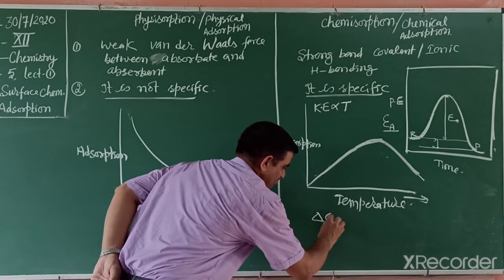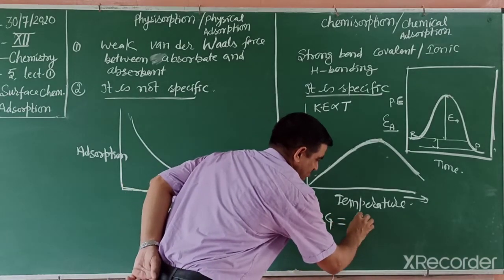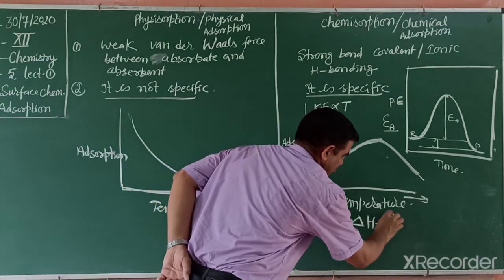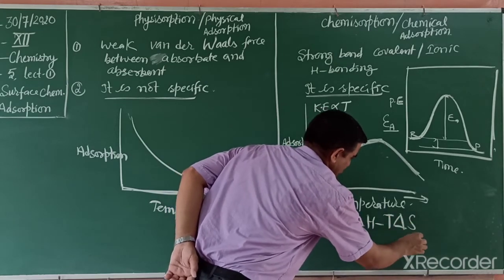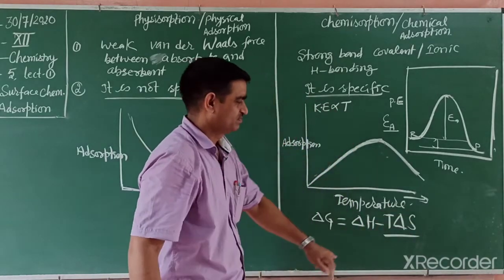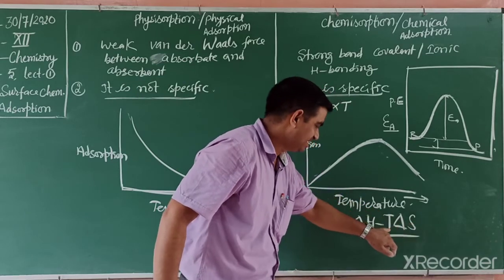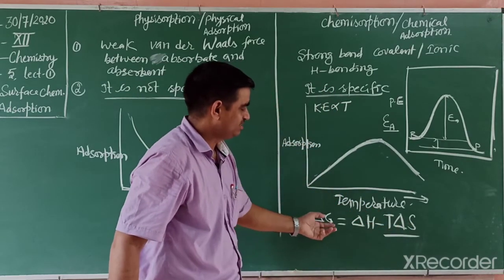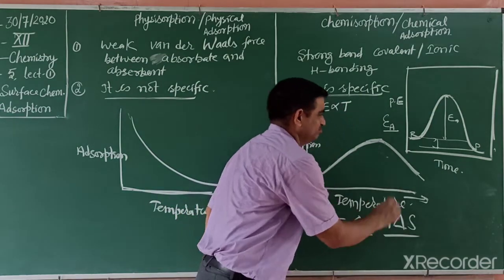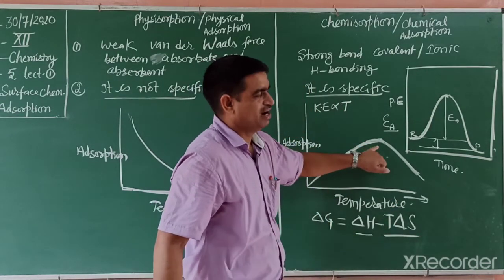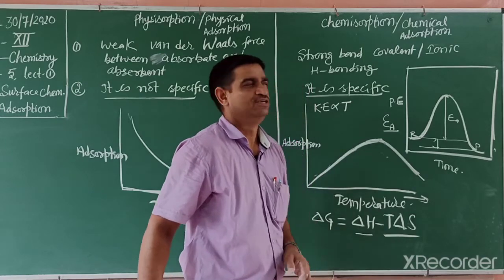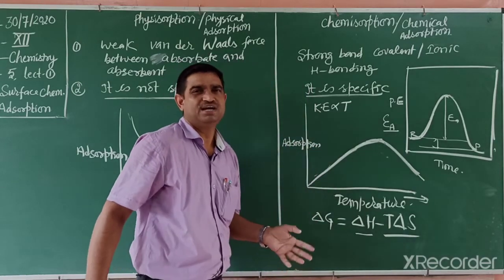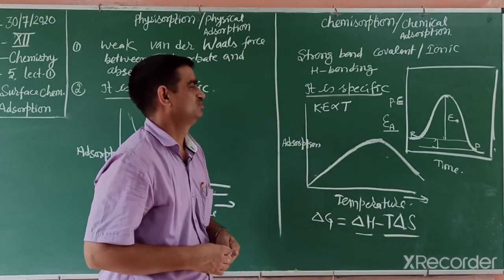We know that delta G is equal to delta H minus T delta S. So students, in adsorption, both delta H and delta S are negative, so both terms are positive. So delta G also depends on these terms, and at high temperature the adsorption decreases. So this adsorption is sometimes known as activated adsorption.